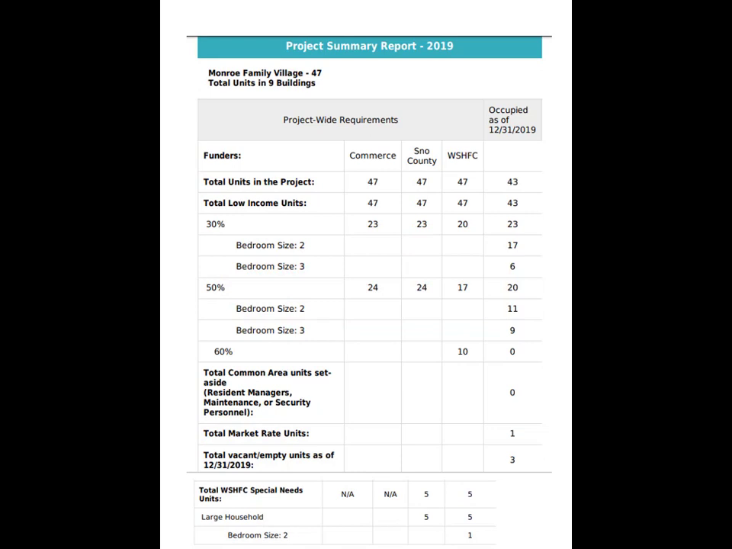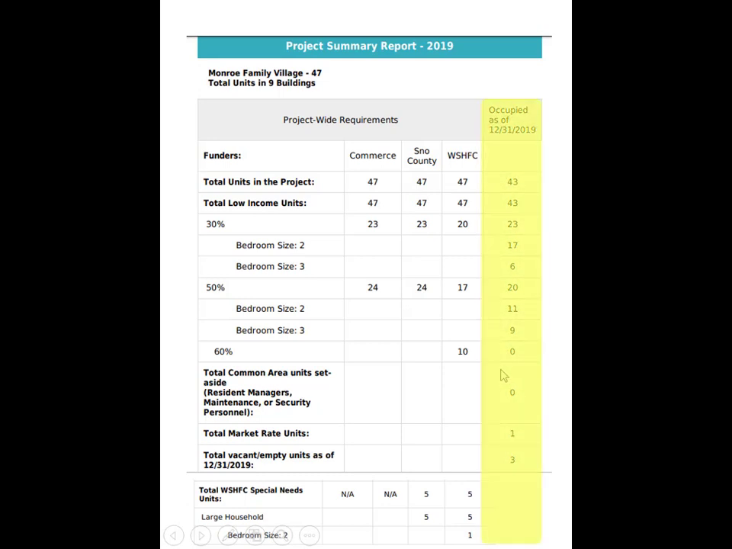So although the Commission allows for units at 60%, since the other funders do not, and they are requiring all 47 units at lower AMIs, you couldn't in actuality have 60% units at this property and still be in compliance with all of your funders. So how many units do we really need at 30%? We need 23. How many do we really need at 50? We need 24, and again, none at 60.